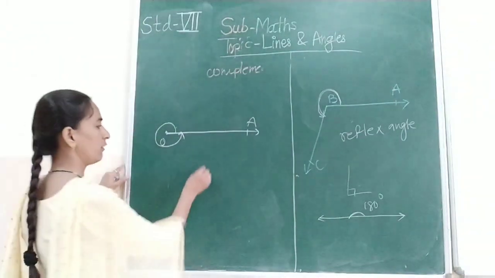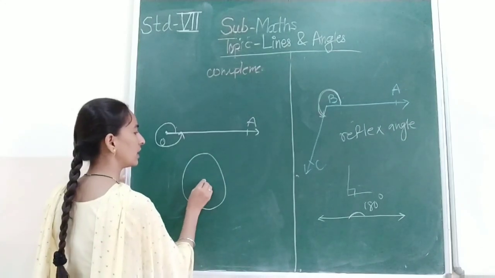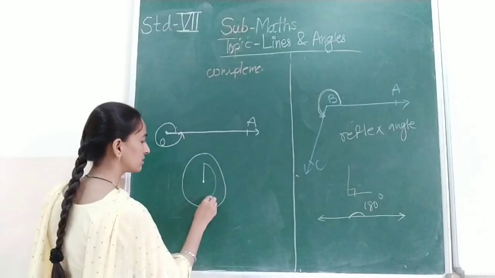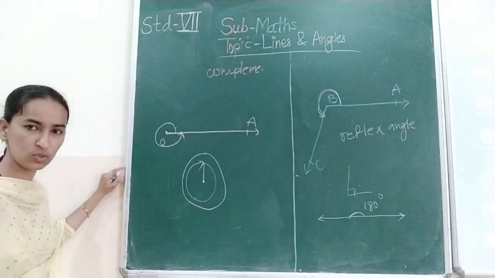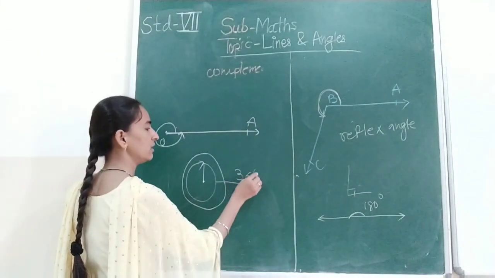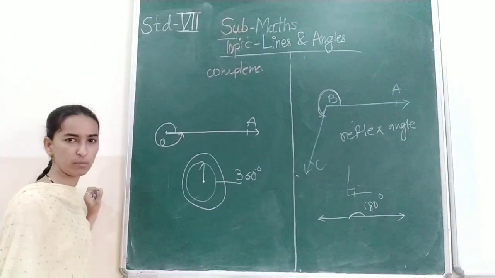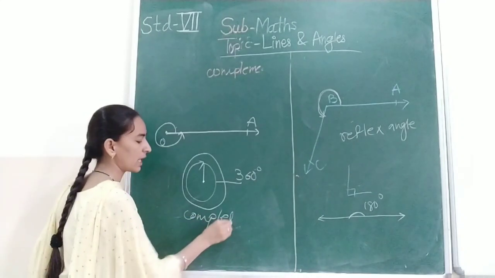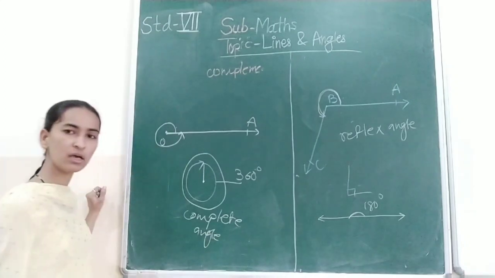In the clock, you can see the minute hand. The minute hand starts from 12 and goes all the way around and returns to the start. This angle is 360 degrees. When an angle is made of 360 degrees, that angle is called a complete angle. Understand what a complete angle is?